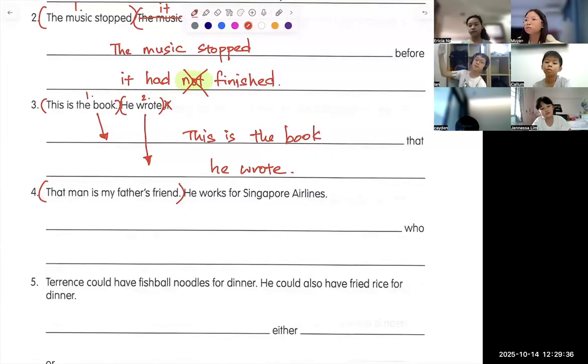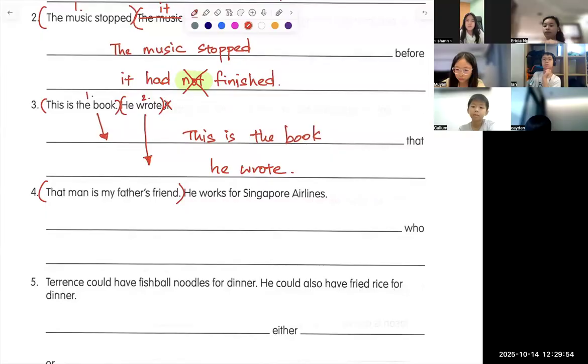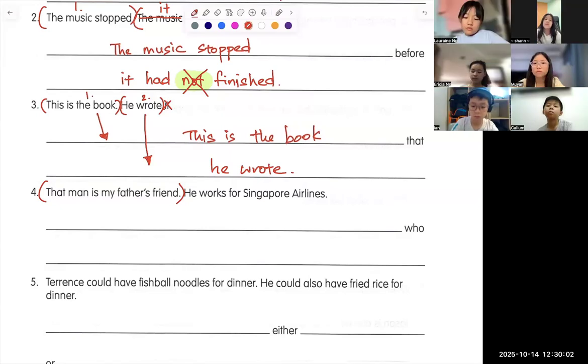Absolutely wrong, right, everybody? Yan Liang, can you hear why it is wrong? "That man is my father's friend who works for Singapore Airlines." Can you hear that it's an awkward and incorrect structure, Yan Liang? Can you hear that it is awkward and incorrect? If you can't, it's okay. Just be honest. Can you hear that it's wrong or you don't think it's wrong? I think it's wrong. Okay, so you're not sure how to fix it, is it? Okay, can someone help her, please?